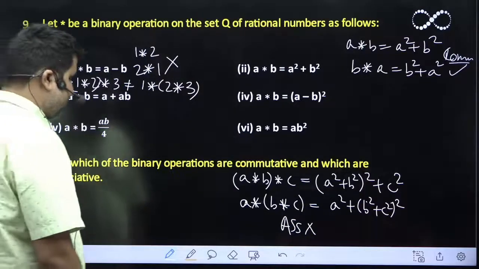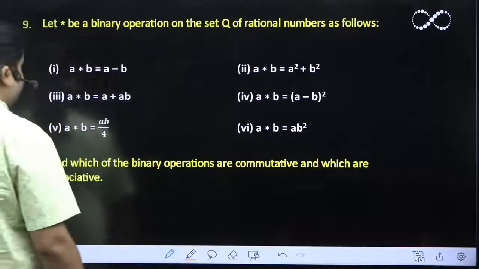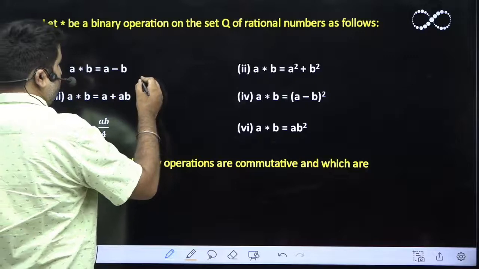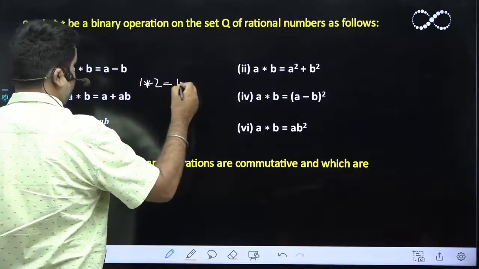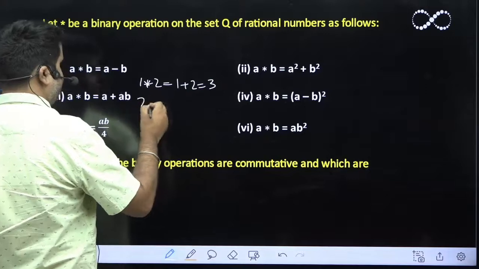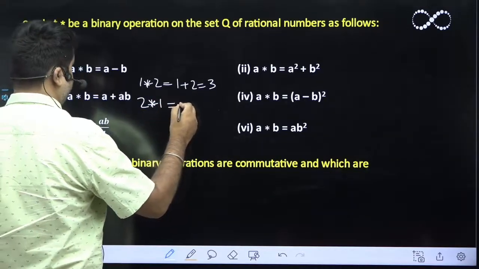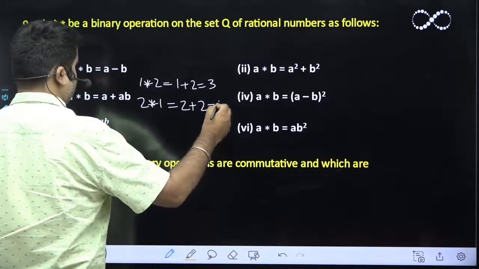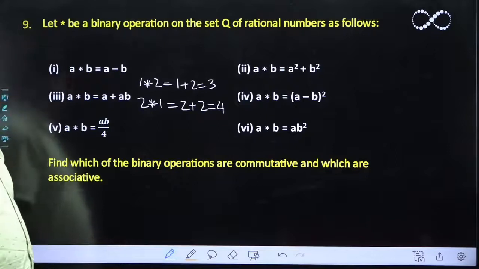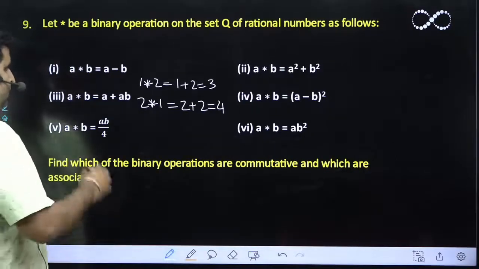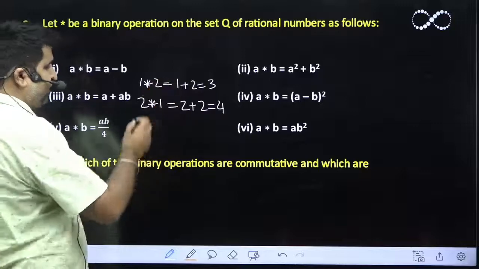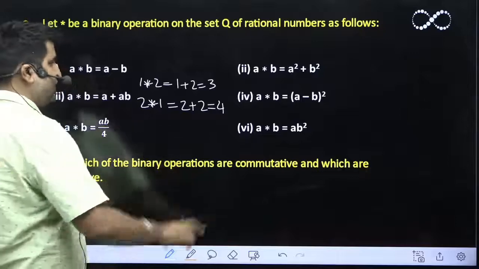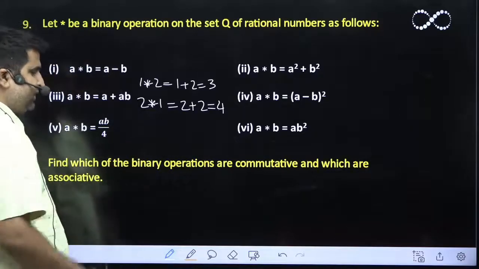Now let's see the next problem, third one. A star B is equal to A plus AB. So what is 1 star 2? 1 plus 2. And what is 2 star 1? 2 plus 2. So therefore, this is not commutative. Similarly, if you see (1 star 2) star 3, and putting brackets in different ways, it will not be associative as well.